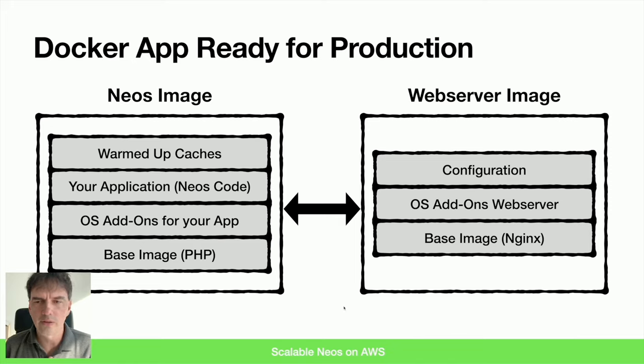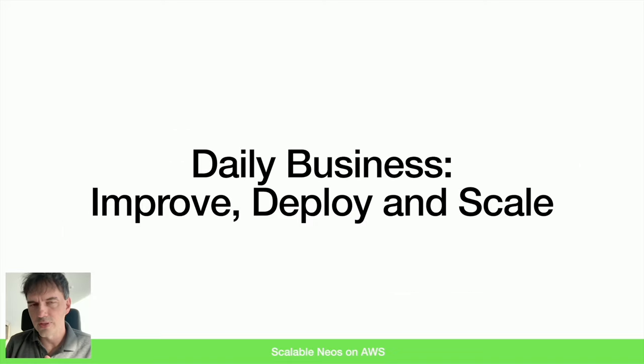We do the same things for every other service that we want to work with in production. So for a web server, we do the same thing. We have a base image, could be Nginx, we have add-ons, maybe install some plugins, and we have configuration files. Everything that we do here is code, like Dockerfiles, and files that we can even maintain or manage in the same place where we manage our application. This is the beauty of it. So let's get over to daily business.